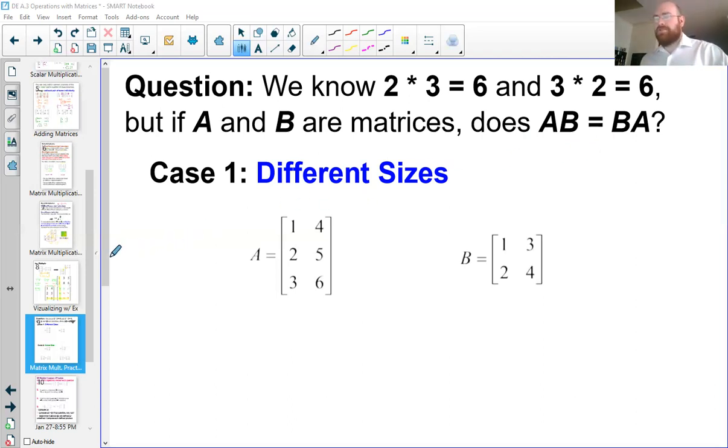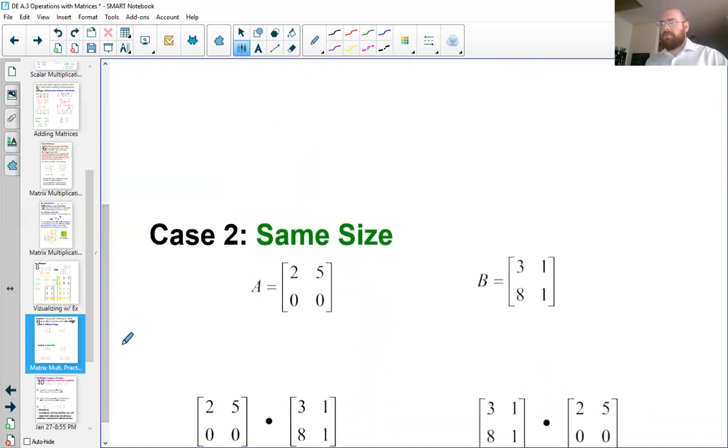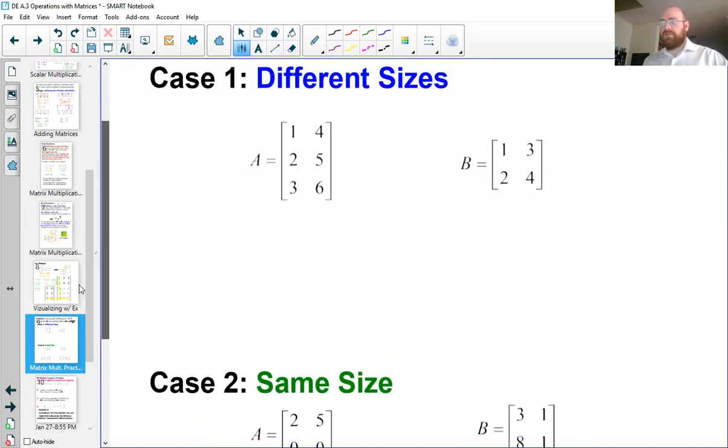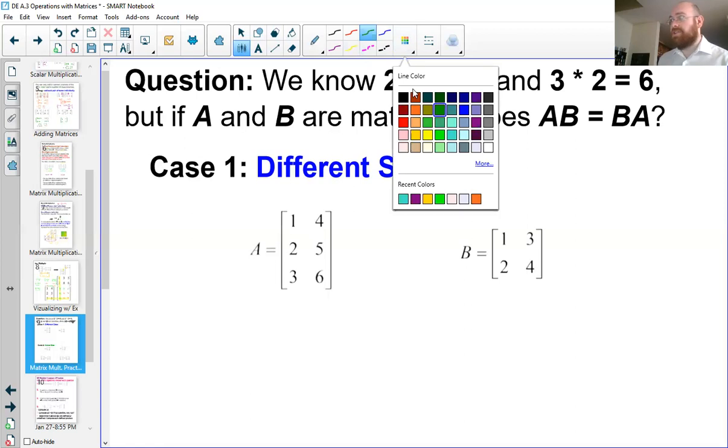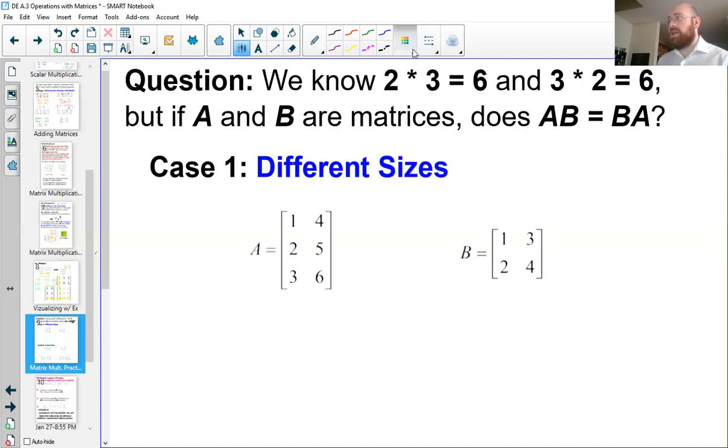And so there's a couple different cases. One where the matrices are different sizes, and one where they're the same size. So we're first going to look at the case where they're different sizes. And different sizes works out really nicely because multiplication of matrices has a size requirement. And if you don't meet the size requirement, you don't actually have to do the multiplication. So we have A times B as our first scenario.